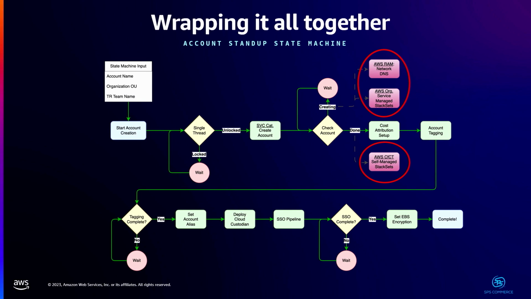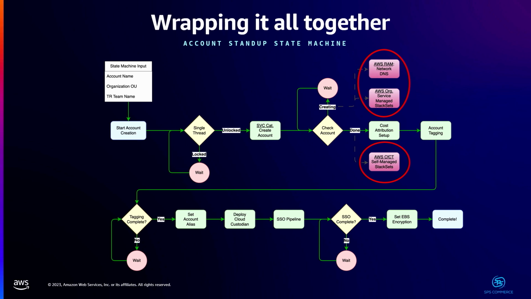Then as those processes are going, you can see cost attribution. That's where we're actually reaching back out to tech registry to create that provider boundary that I mentioned earlier that assigns a team to an AWS account. Then we kick off tagging engine. Tagging engine is vital to the following steps in this process, as those tags of team ownership inform our SSO pipeline. So once tagging engine is complete, we set the account alias. We deploy Cloud Custodian, like I mentioned earlier.